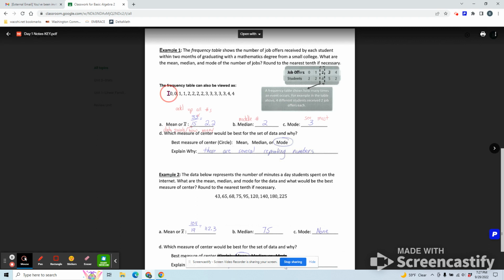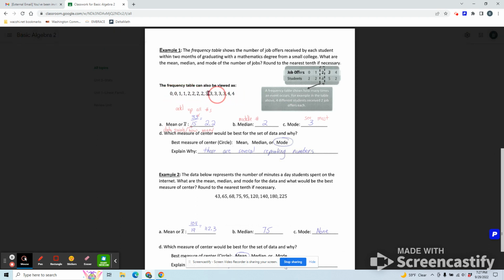For purposes of what we're going to do, we're going to take that information and turn it into this, just our string of information. So I had 2 students that had 0 job offers, 2 students that had 1 job offer, and so on and so forth. Now I do want to mention that yes, the zeros have to be in your data set, because 0 does represent something. 0 job offers means no one wanted to hire them. So 0 does represent something. You have to include it in your data, otherwise your data is not accurate.